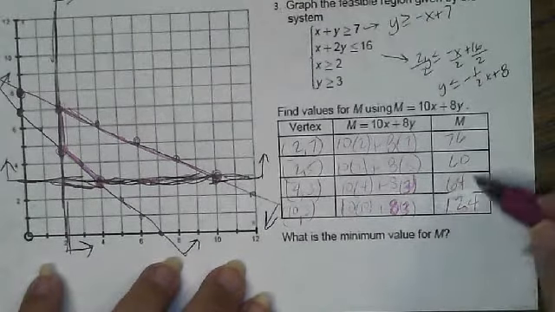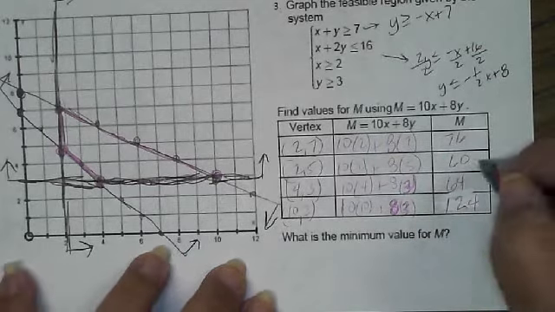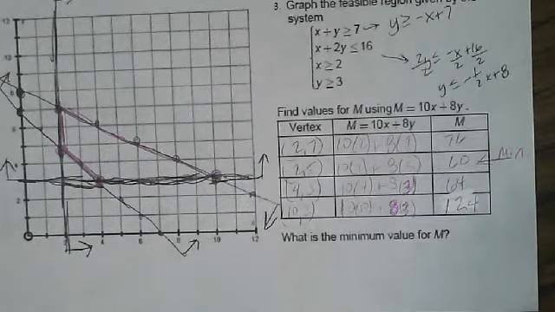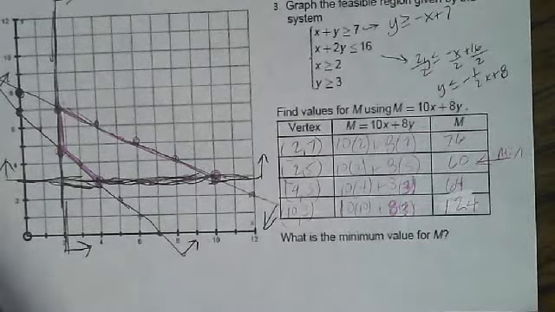So if we're looking for the minimum value, that's going to be the smallest one. The 60 would be the min. Alright, we'll do some more on Monday.